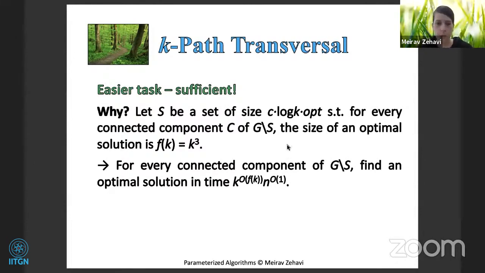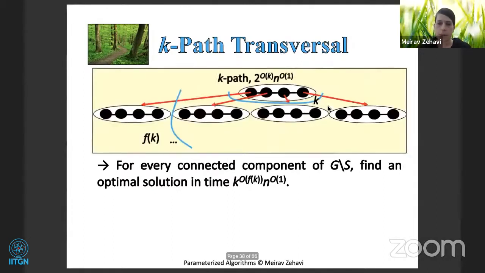So how do we solve this? How do we find the solution when we know its size is at most k to the power of 3? We will get this running time, k to the order of f of k, which is the bound on the solution size in each one of the connected components. So we are going to use a very basic method in parameterized algorithms. We are going to use branching. As long as we still don't have a solution, we are looking now at one connected component whose solution size is at most f of k.